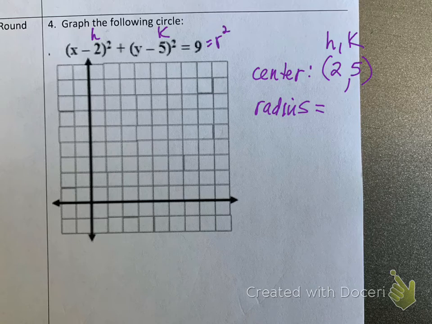So you're trying to find the radius here. So the radius squared is equal to 9. So what can you multiply by itself to get 9? Or in other words, take the square root of both sides to get r alone. And the square root of 9 is 3. So the radius is 3.